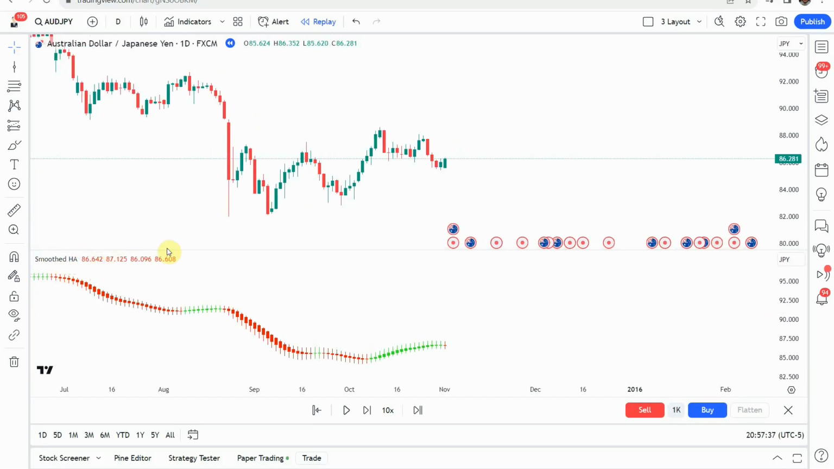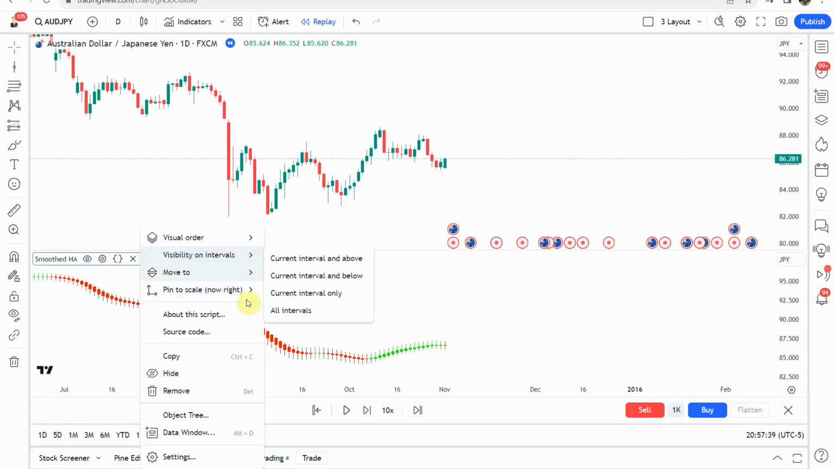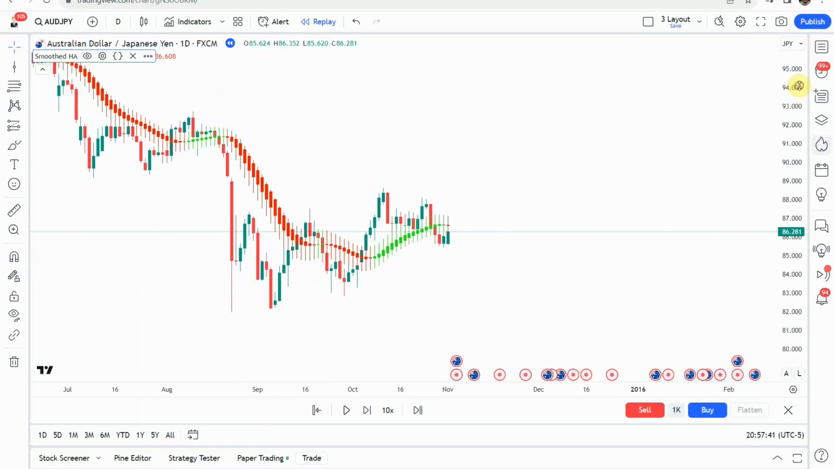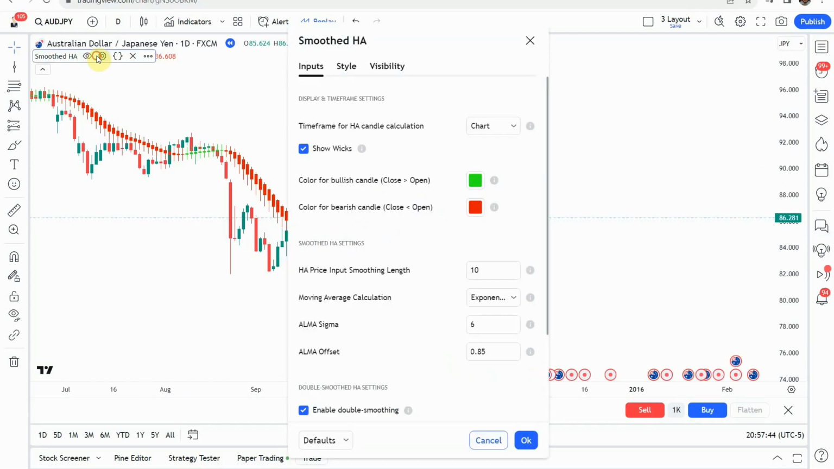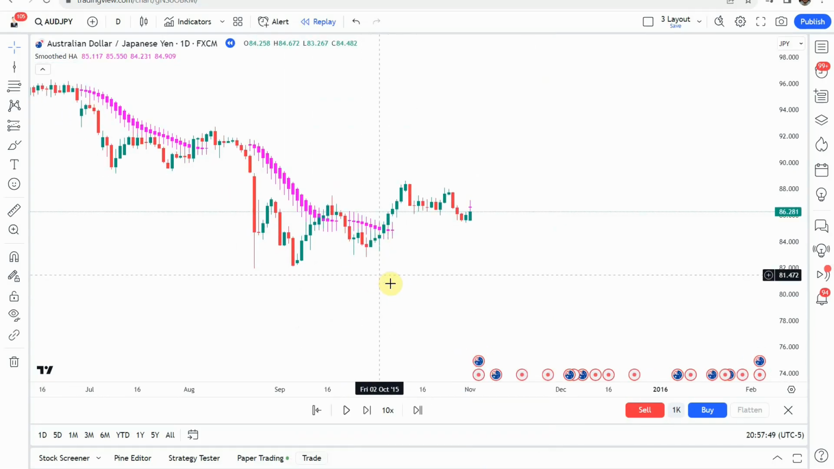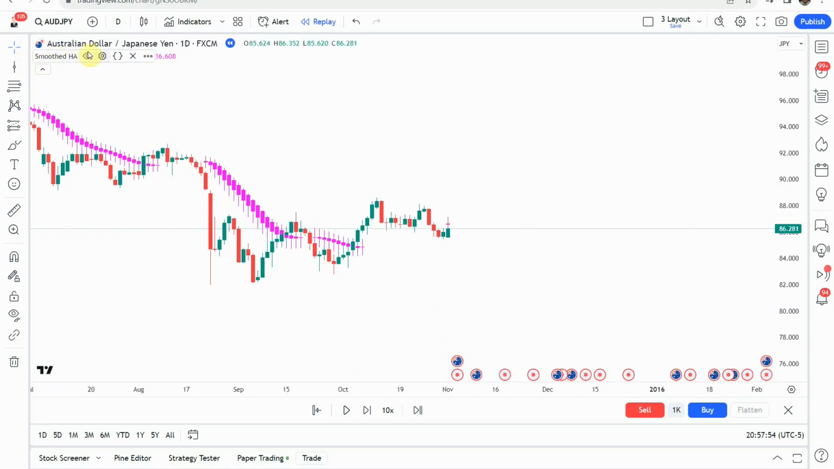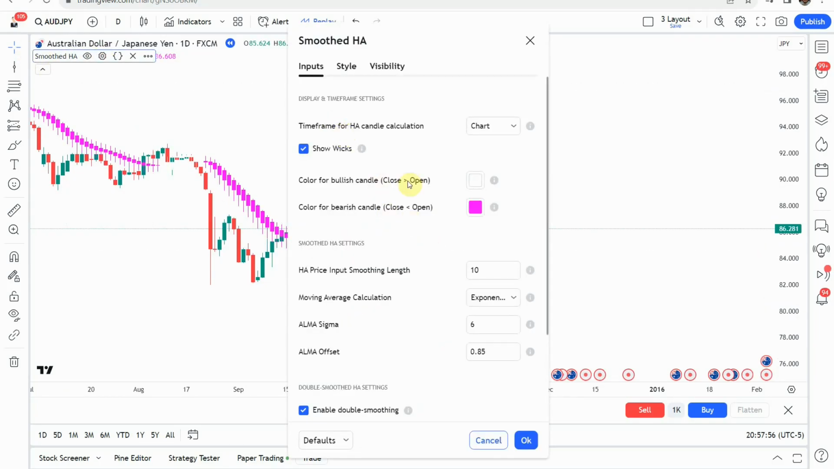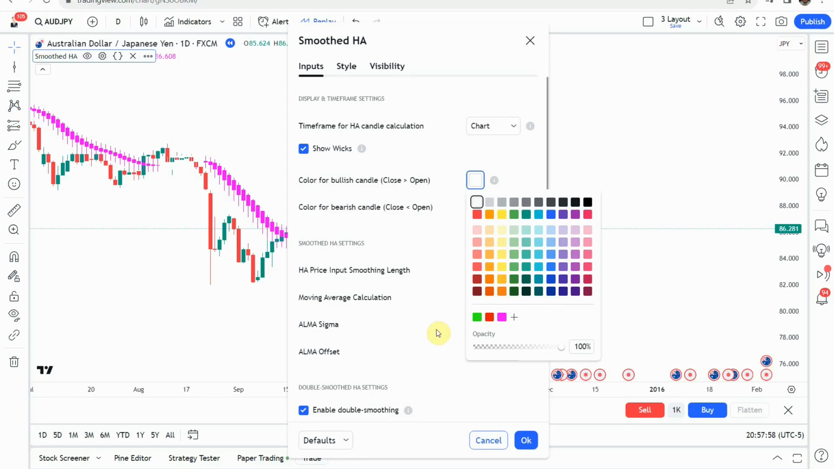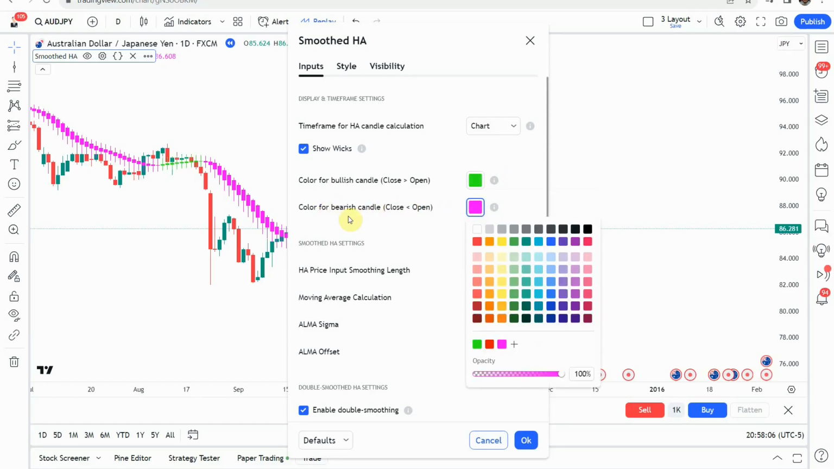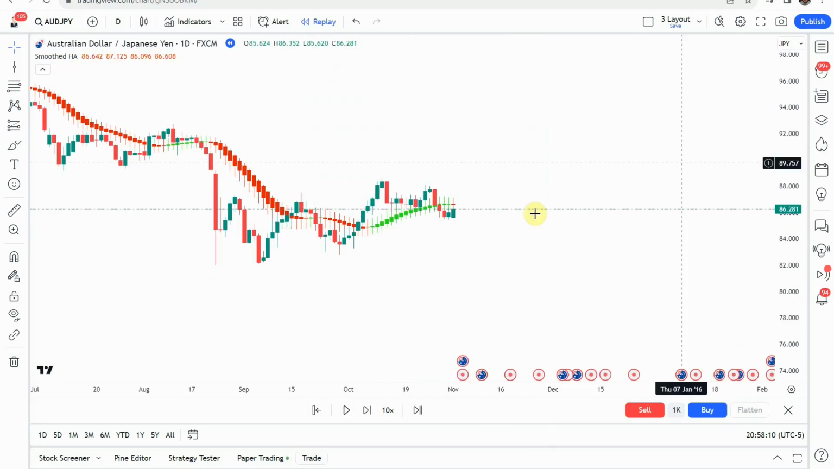So by default, it does not come like this. By default, it would look like this here, and it would have these colors here on the light background chart. And so what I did was I went into the settings and of course only changed some of the visual aspects. So for the color for bullish candles, we are going to change that to green, and the color for bearish candles, we are going to change that to red like so.